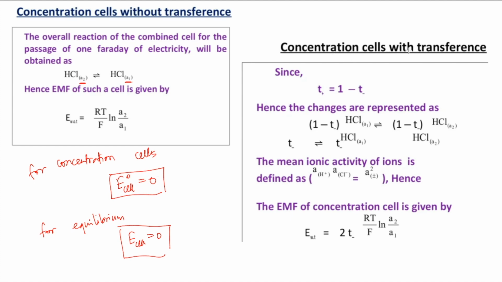Let's talk about concentration cells with transference. Since we know that the transport number of the cation is equal to 1 minus the transport number of the anion, changes can be made in this equation, giving a resulting equation of this type. At the end, what you get is E = 2t- RT/F ln(A2/A1). So these should be on the same line, just to remove your confusion: E = 2t- (RT/F) ln(A2/A1). That's the formula to calculate the EMF of a concentration cell with transference, where t- is the transport number of the anion.